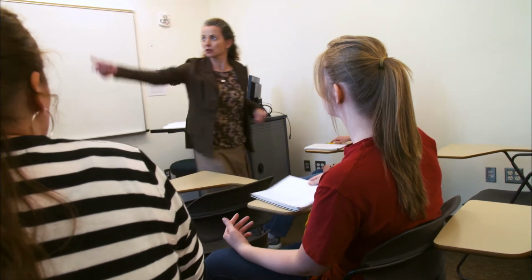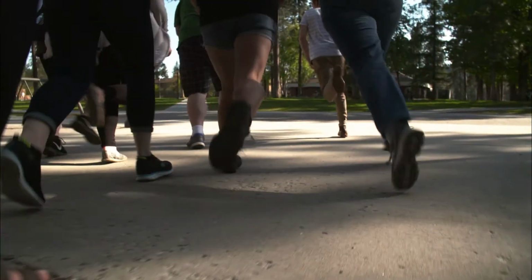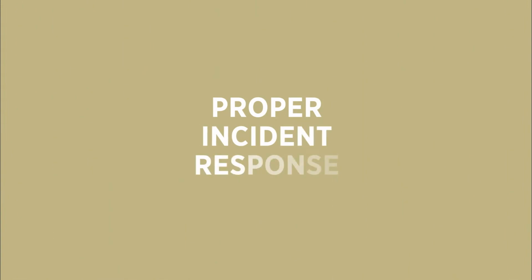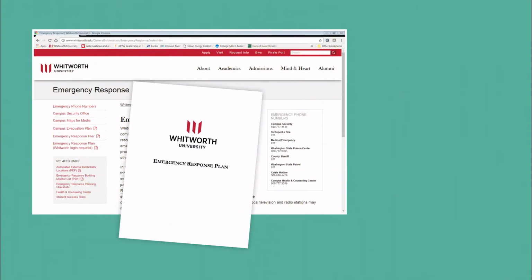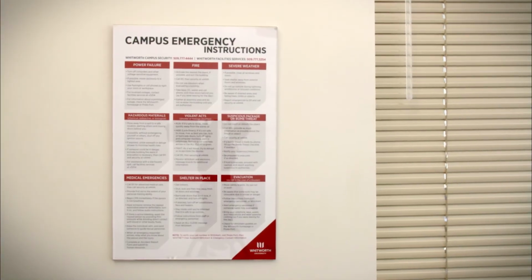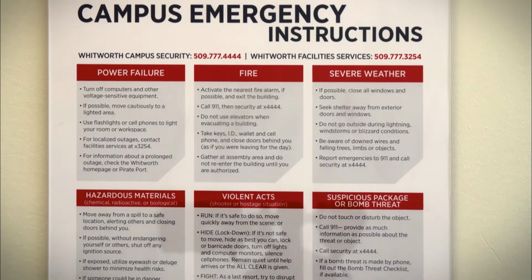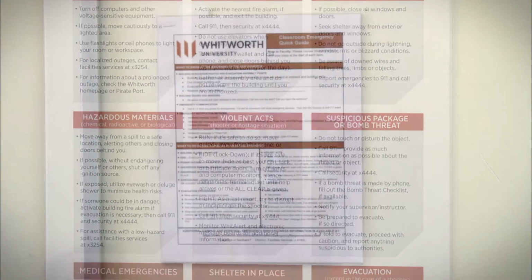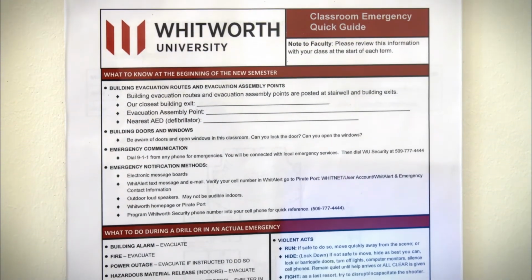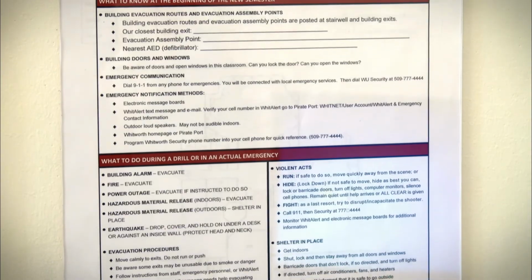Your role may involve instructing your group on how to lock down a classroom, on where to go after evacuating an unsafe building or leaving the campus entirely, or on leading a shelter-in-place response. You should be aware of several resources. Emergency response information is in the Emergency Response Plan posted online. Campus emergency instruction posters can be found in classrooms and other common areas. Quick guides for instructors and students outline the emergency response options specific to a particular classroom.